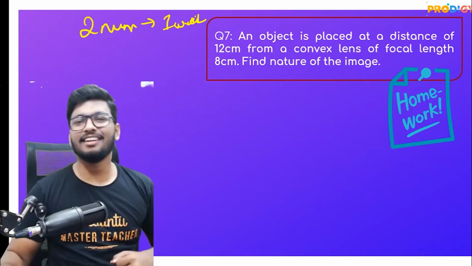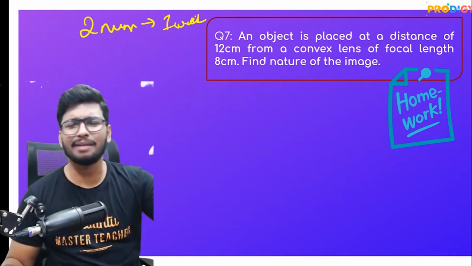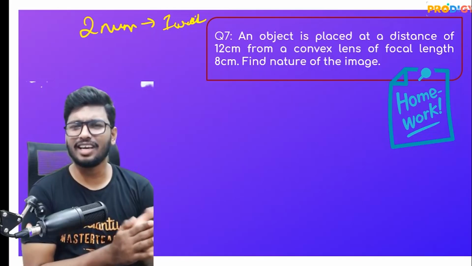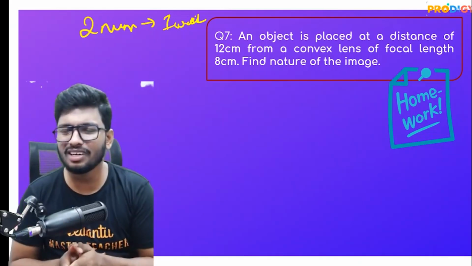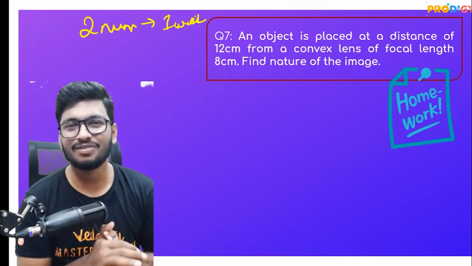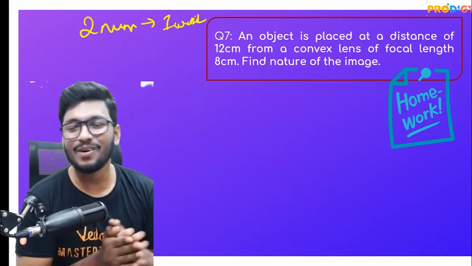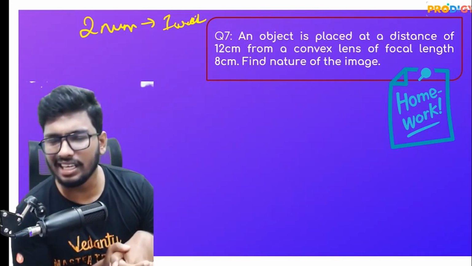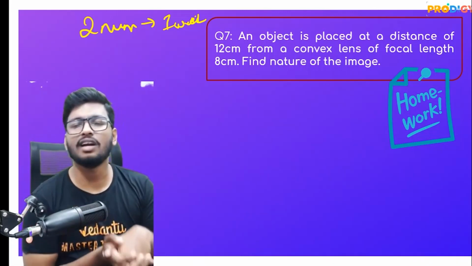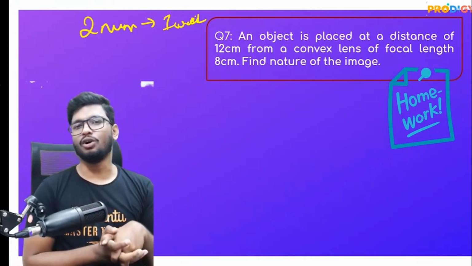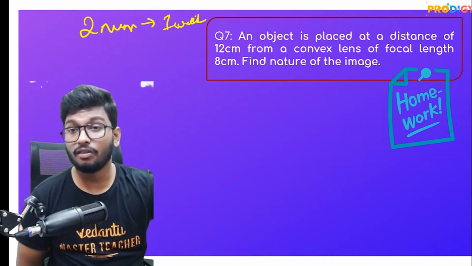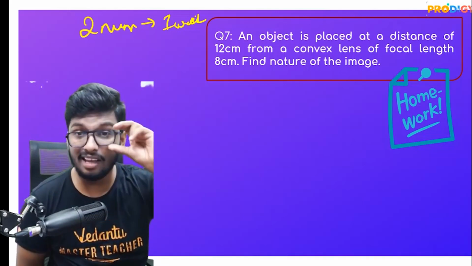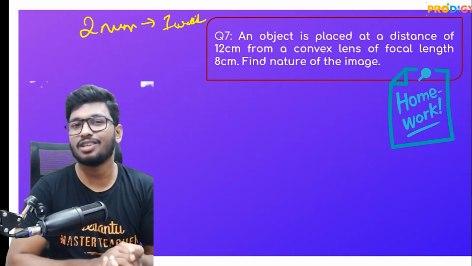So this is your final homework question. Try this question. Let me know in the comment section how was today's question? Was it too easy? Was it too difficult? And also, let me know what is the answer for the homework question in the comment section, right? The question is this, guys: an object is placed at a distance of 12 centimeter from a convex lens of focal length 8 centimeter. Find the nature of the image. They have given you the focal length, they've given you the distance as well. It's a convex lens, so find out what is the nature of the image.